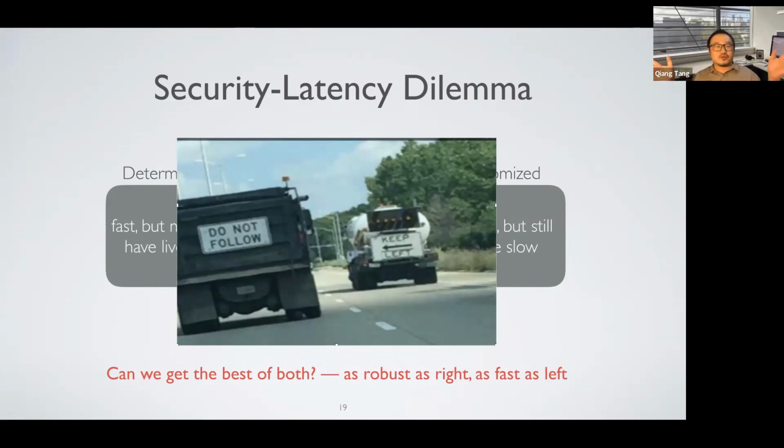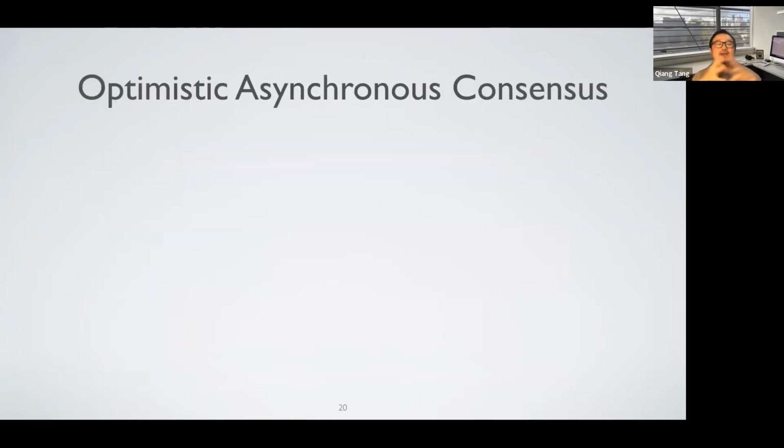We normally want both. So the next question we're trying to tackle is, can we get the best of both of these two types, the asynchronous and the synchronous protocol? Basically, can we design an asynchronous protocol which can be as fast as a synchronous protocol, at least most of the time? So let's see how something called optimistic asynchronous consensus comes into play.